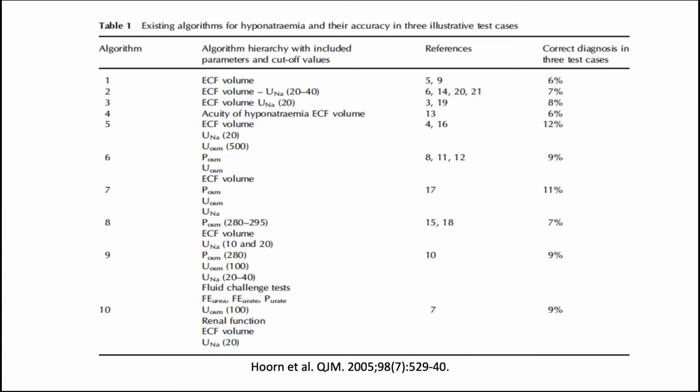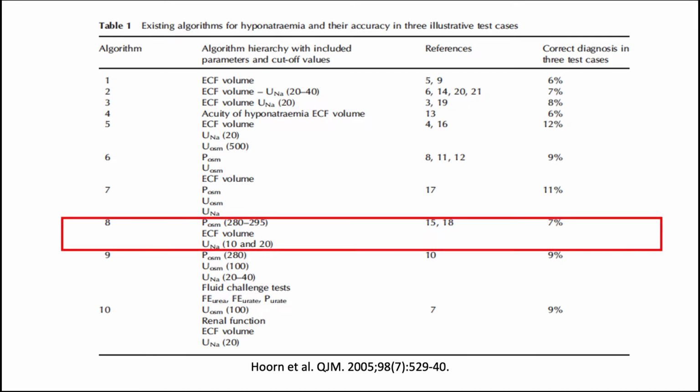And finally, the other argument against the algorithm is that the diagnostic yield of this algorithm has been tested. And if you look at the literature, there are many algorithms to assess hyponatremia. The one that we're interested in is algorithm number 8, where you assess sequentially the osmolality in the plasma, then the volume of the ECF, and then finally the urine sodium. If you give this to clinicians, they're able to reach the correct diagnosis only 7% of the time. So very poor diagnostic yield.